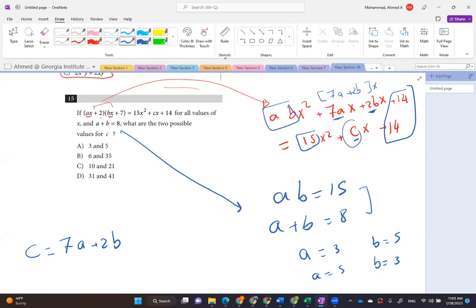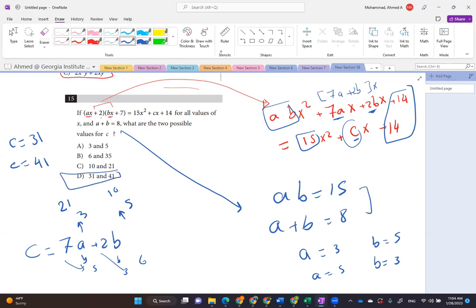So can you give me the value of C if A equals 3 and B equal 5? This is 21 and this is 10. This is 31. So C either 31 if you choose A equal 3 and B equal 5. If we switch, if A equal 5 and B equal 3, there's gonna be 35 and 6, it's gonna be 41. So C either 31 or 41. So the answer is D.